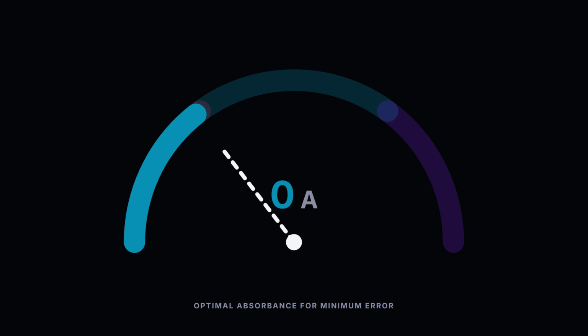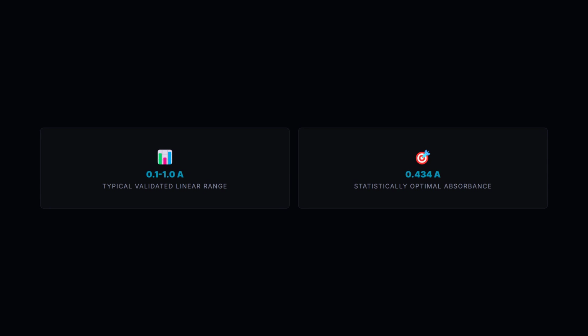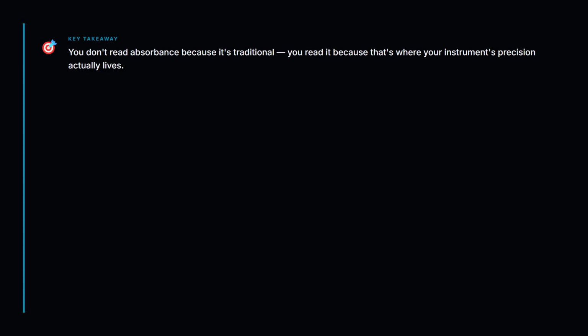This is why diluting a sample matters more than it sounds. Push an assay's absorbance up past 1.5 or 2.0, and you're not just risking nonlinearity from the chemistry, you're operating in the high error tail of this curve, where small optical noise translates into large concentration errors. So as a working rule, most clinical photometric assays are designed and validated to keep results within an absorbance window of roughly 0.1 to 1.0, comfortably straddling that 0.434 optimum. Absorbance isn't just a mathematically convenient unit, it's the scale on which your instrument's measurement precision is actually optimized. Reading raw transmittance would waste that precision entirely.